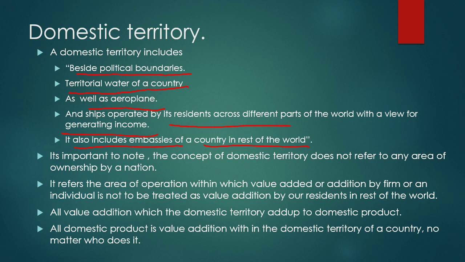And if we find the embassy of America within the political boundaries of our country, that embassy will not be treated as domestic territory of our country. It will be treated as domestic territory of America. It is important to note that the concept of domestic territory does not refer to ownership by the nation. It shows only the operation taking place there. It refers to the area of operation within which value added by a firm or an individual is not to be treated as value addition by our residents in the rest of the world.